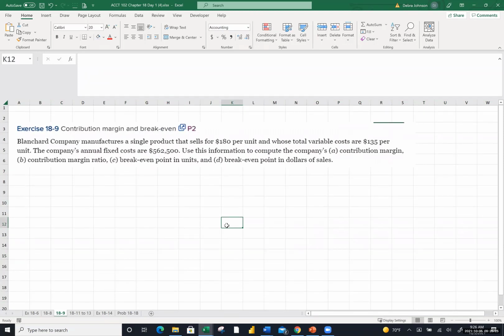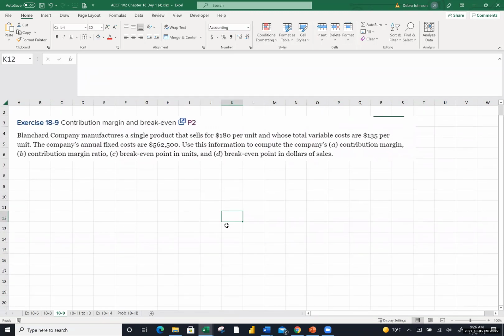Okay, Danya, I think this one's going to bring the concept home. So Blanchard Company, and by the way, this same set of facts is going to be used in the next 4 exercises. So we're going to be doing a lot of what ifs. And I think, Danya, that the light's going to go on, which happens when we start practicing. It says Blanchard Company manufactures a single product that sells for $180 per unit.